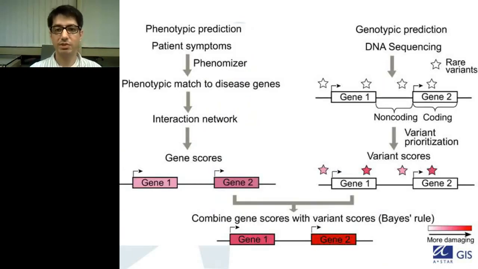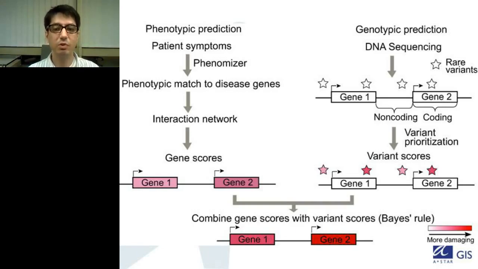To look at the big picture, we follow 2 independent paths to disease gene implication. The first part, shown on the left here, is the phenotypic part, where we are looking at the patient's symptoms and trying to estimate the probability of involvement of each gene. The second part is the genotypic part, shown on the right here, where we are looking purely at the patient's sequencing data.